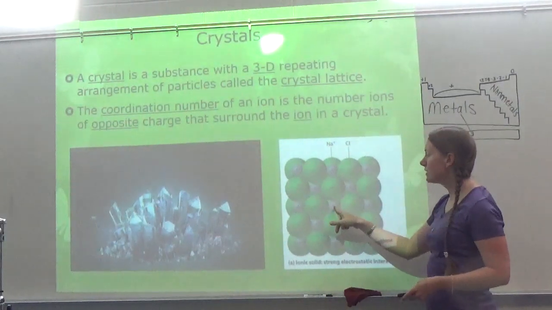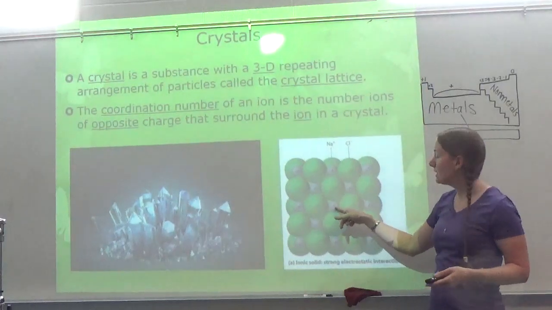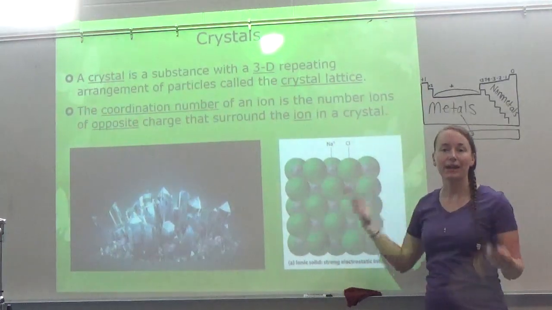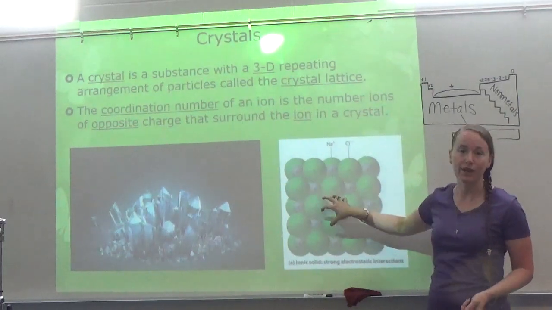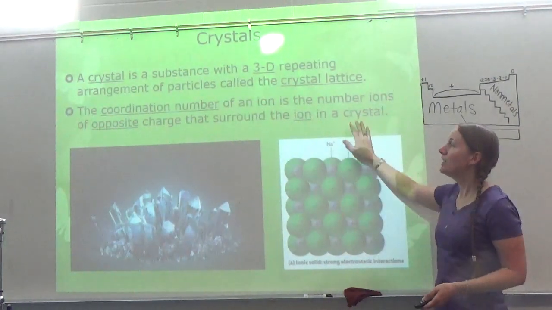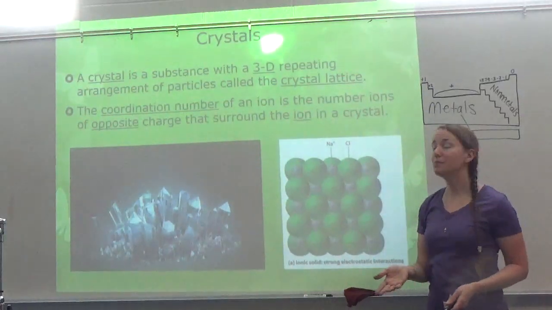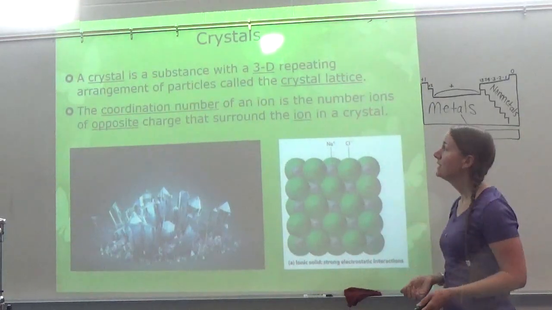Now you do have to focus on the fact that this is 3D, because a lot of people will say, oh, well, it's 4. It's not 4 because it's 3D. There's actually one chloride behind it, and there would be one in front of it too. But we don't have to figure out how to calculate coordination number here. It's just a definition for us.